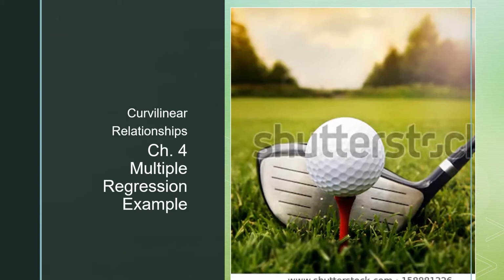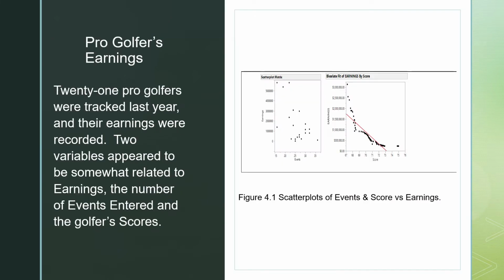Our second example in multiple regression is going to display a curvilinear relationship between at least one of the x variables and the y variable. The scenario involves pro golfer earnings, where we had 21 pros that were tracked last year and their earnings were recorded. The two variables that appeared to be somewhat related to earnings were the number of events the golfers entered and the golfers' scores. Look at your graphs.